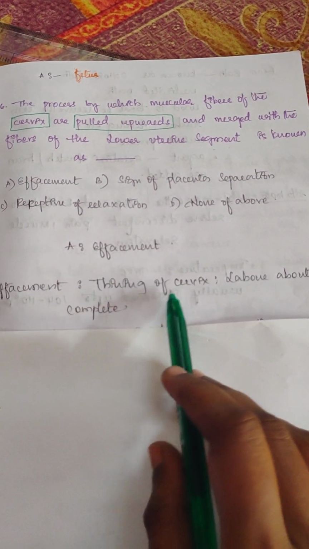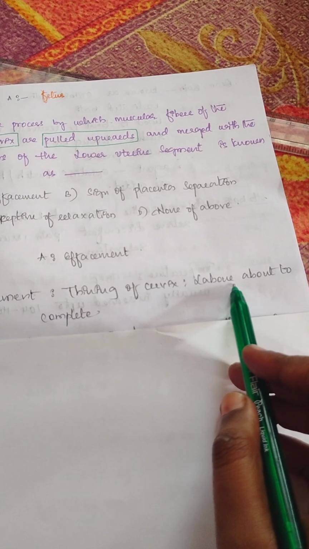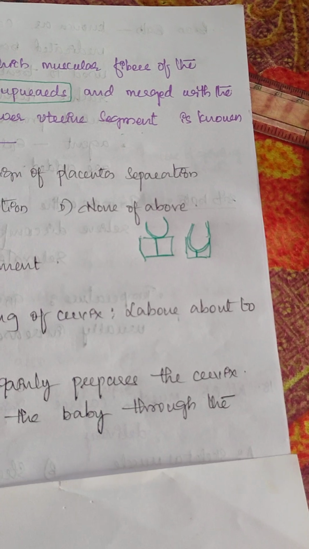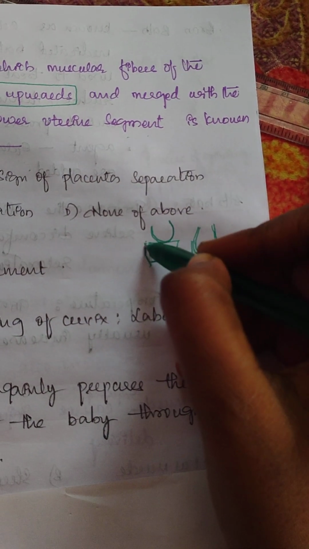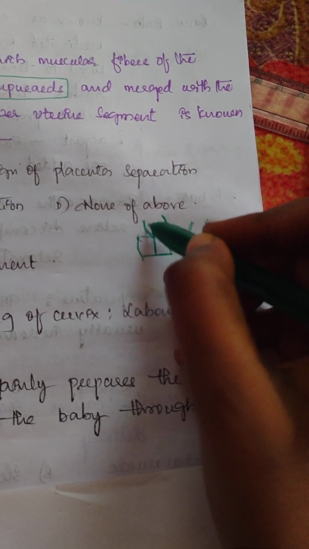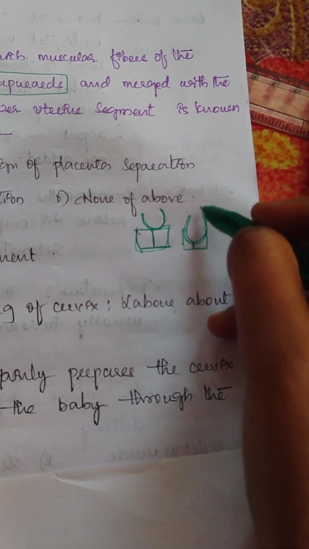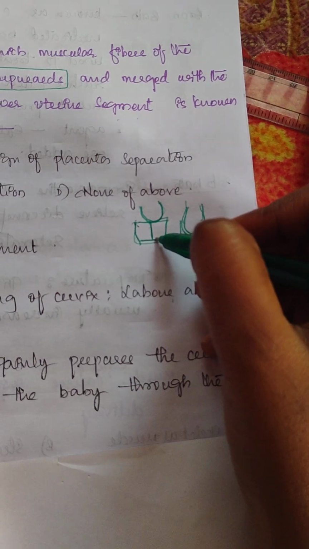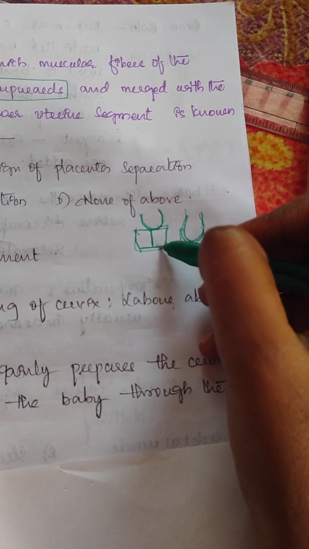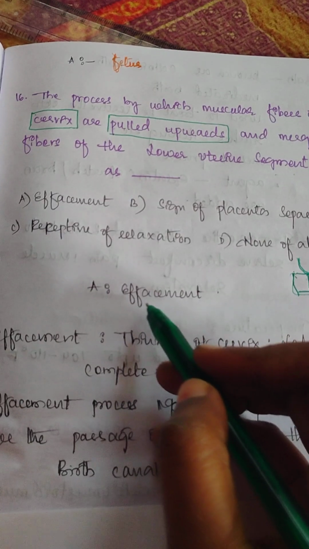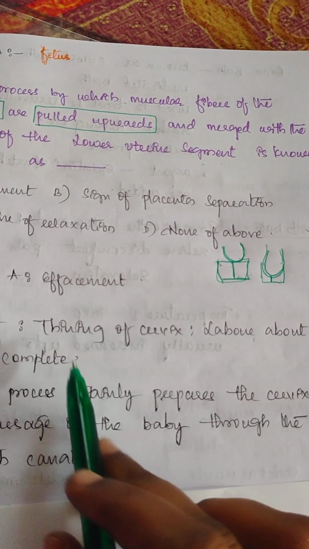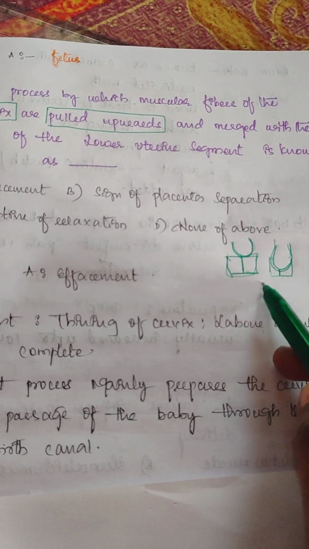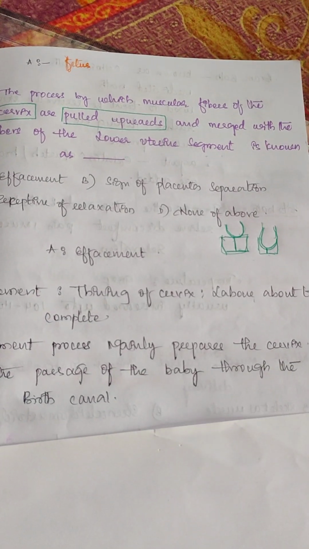Effacement is nothing but thinning of the cervix as labor is about to start or complete, so that we can call effacement. Okay, this you can see. Actually, this is the head of the baby, the head of the fetus, and this is the diameter of the cervix. So when the baby comes down, the diameter of the cervix decreases. That process we can call effacement. So thinning of the cervix before labor is complete, that we can call effacement.